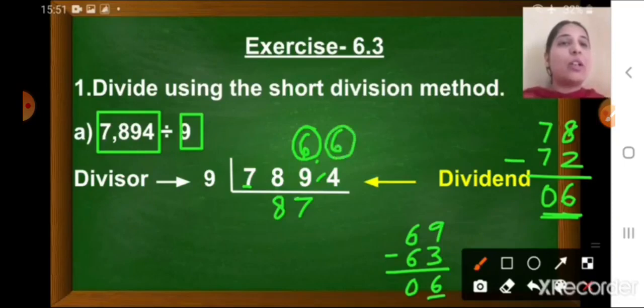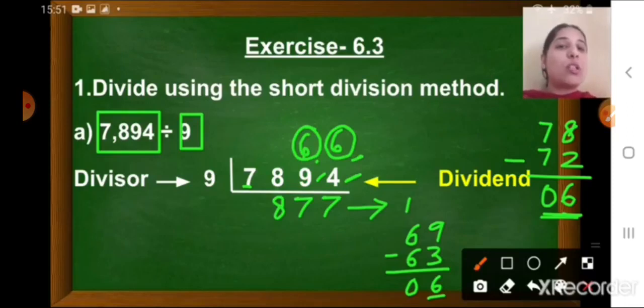So now what do we have? We have 64. So now again we will go for 9 7s are 63, because 9 8s are 72 will be more than 64. Now that 63, when subtracted from this 64, what we will get? 63 subtracted from 64, we will get 1.